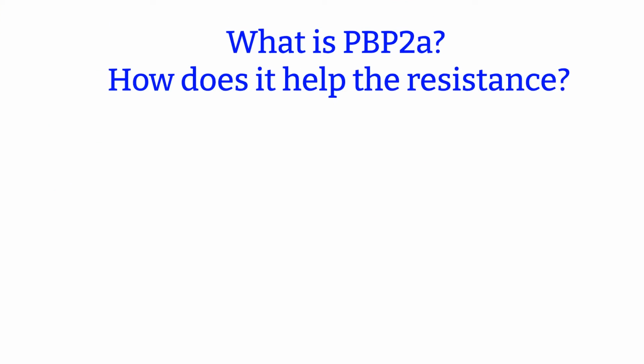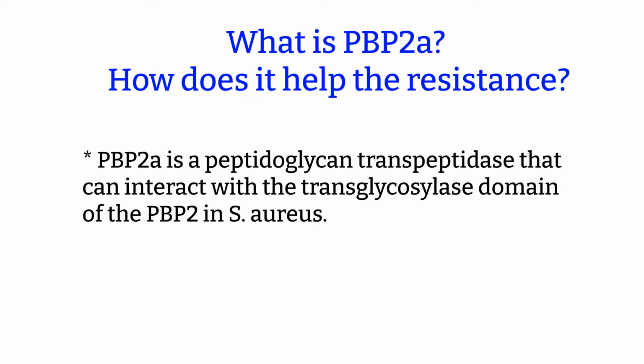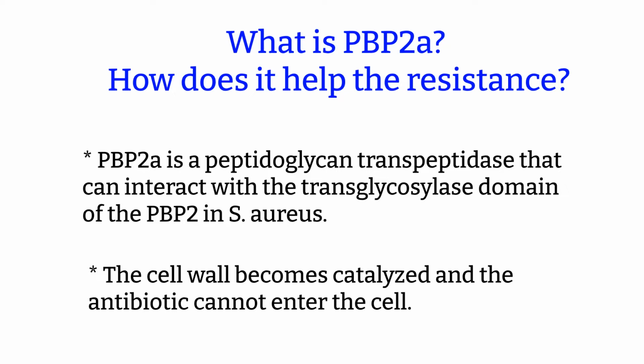What is PBP2a? PBP2a is a peptidoglycan transpeptidase that can interact with the transglycosylase domain of the PBP of Staph aureus. These combinations will allow the bacteria cell wall to continue to be synthesized in the presence of beta-lactam antibiotics. This will cause the bacteria to be resistant and enable survival and growth of the bacteria. This is because the antibiotic cannot enter the cell. The bacteria cell walls become impermeable to the antibiotic.